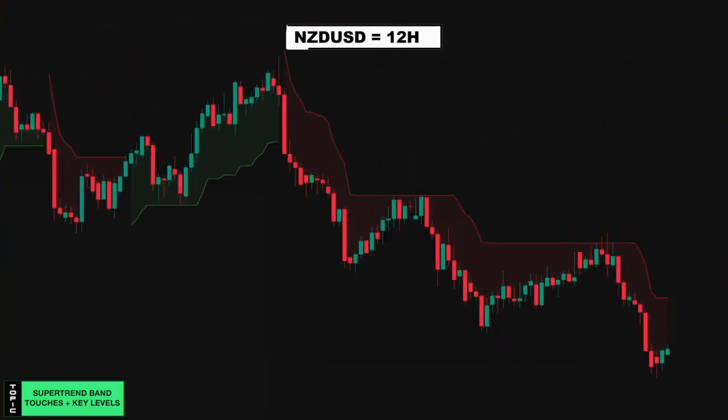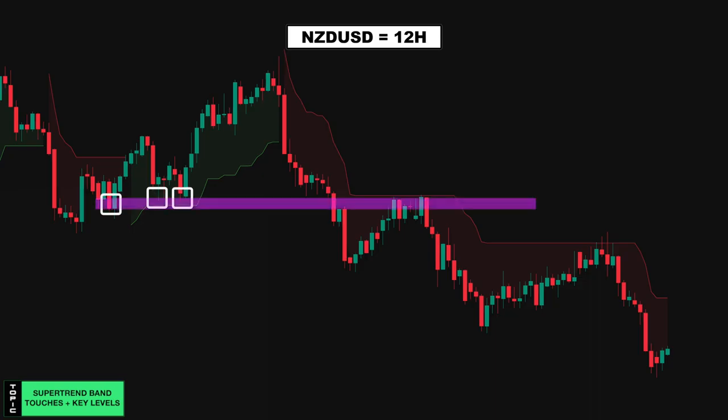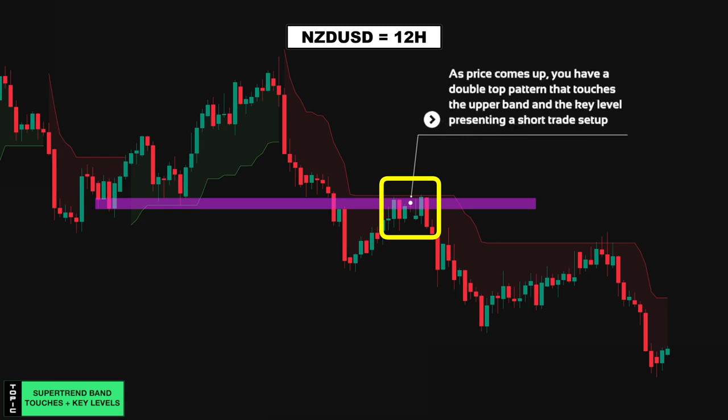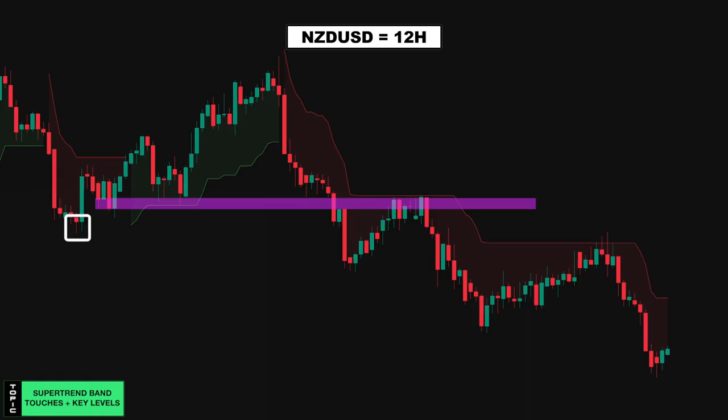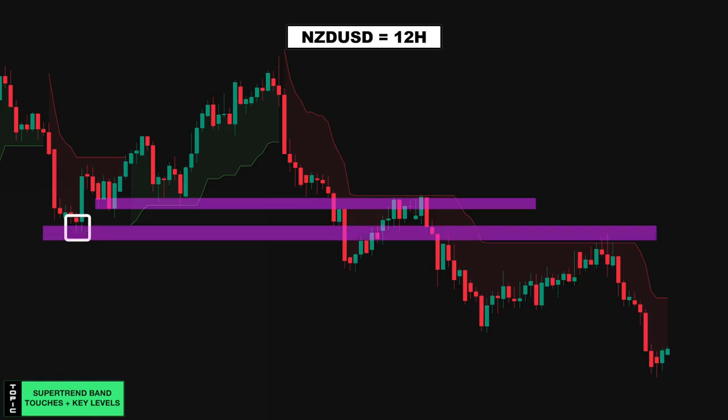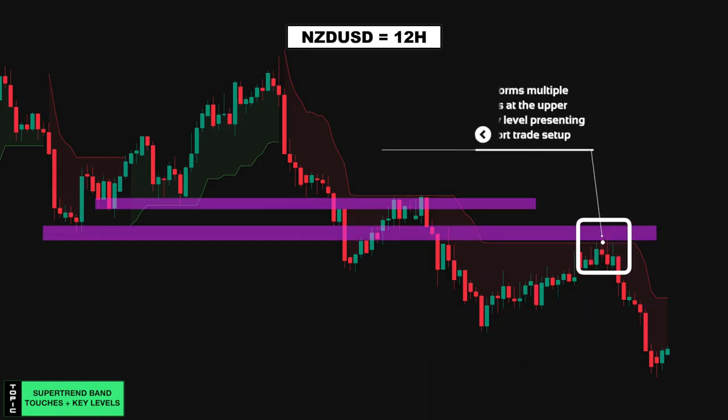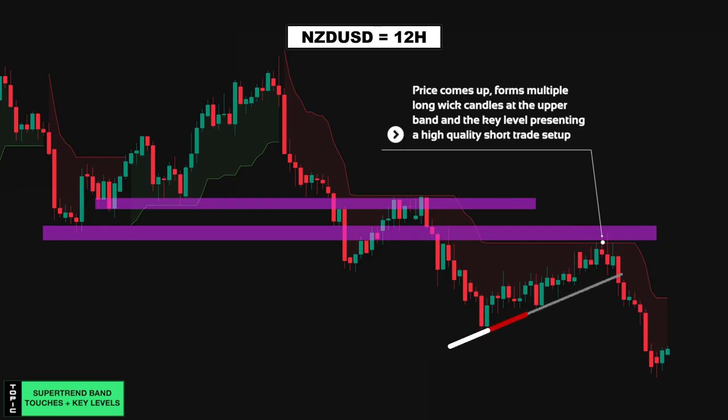This is the Kiwi dollar 12-hour time frame. These reversal points give you a key level. As price comes up, you had a double top pattern that touches the upper band and the key level, presenting a short trade setup. This reversal point here gives you another key level. Price comes up, forms multiple long wick candles at the upper band and the key level, presenting a short trade setup. Place a trend line like this, and once it broke, trend continuation downwards confirmed.